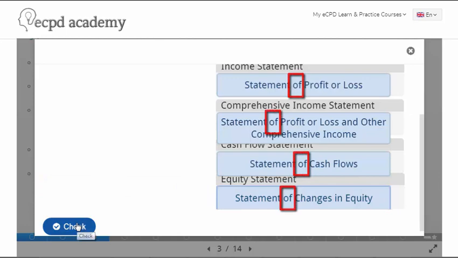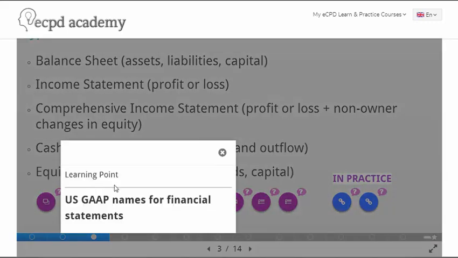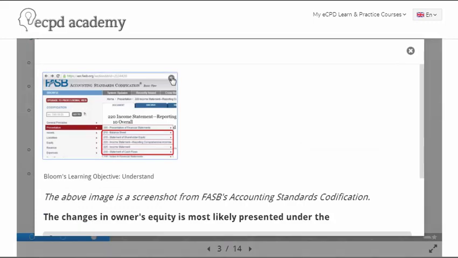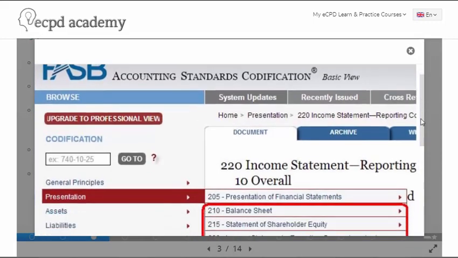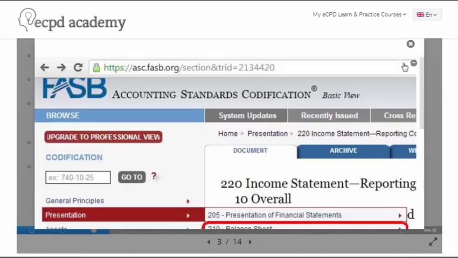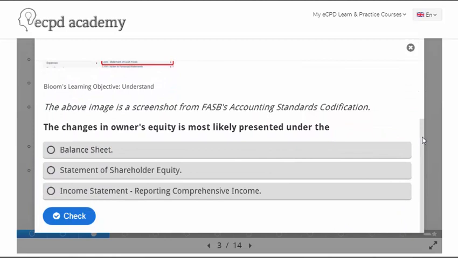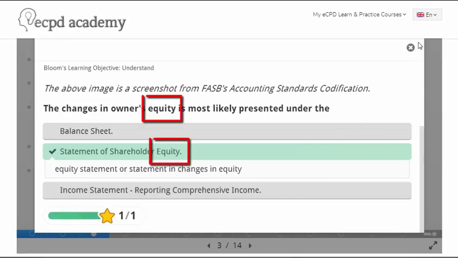The "of" expressions are the preferred IFRS convention, but the noun form of the word statement is equally acceptable. What about the US GAAP? It appears that the US GAAP convention uses a mix of these aforesaid titles. For example, income statement and statement of cash flows. Anyway, the question asks which of these statements report changes in owner's equity? Well, pretty easy because it uses the word equity.